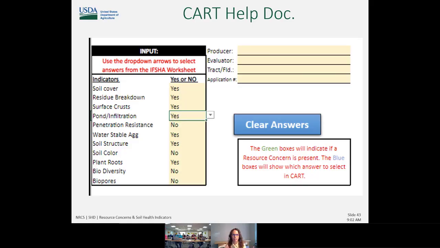So it's set up as a spreadsheet that you can enter information into. If you recall the indicators, they're organized as they appear in the assessment. You can toggle down through a drop-down menu, identifying whether you have met the criteria or not, yes or no. Then the green boxes indicate if there's a resource concern present, and I'll show you that on the next slide. And then the blue box will show which area to select in CART.